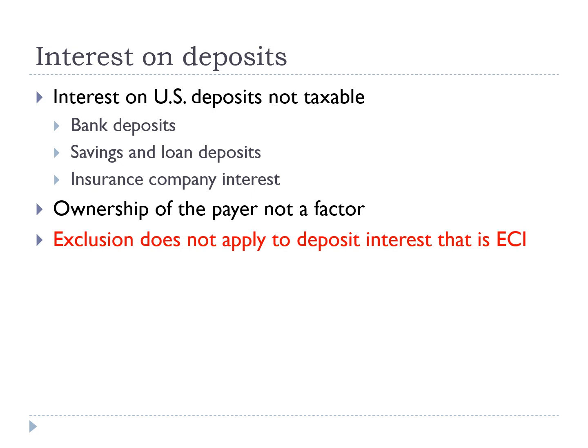This exclusion does not apply to bank deposits that are connected to a U.S. trade or business, making the interest income effectively connected income. This effectively connected rule is discussed later in this lecture.